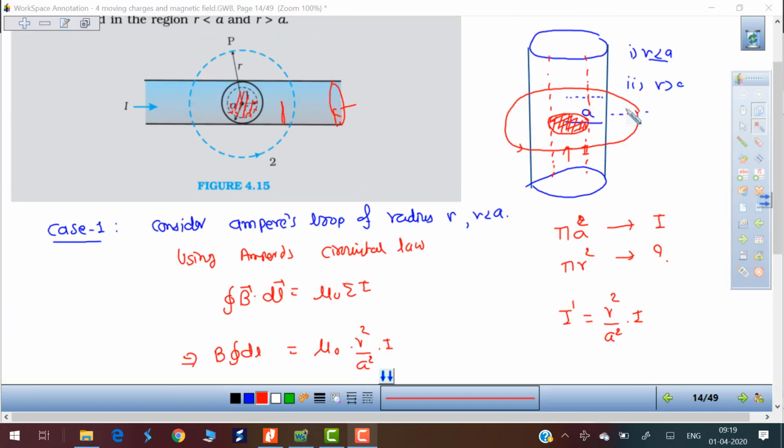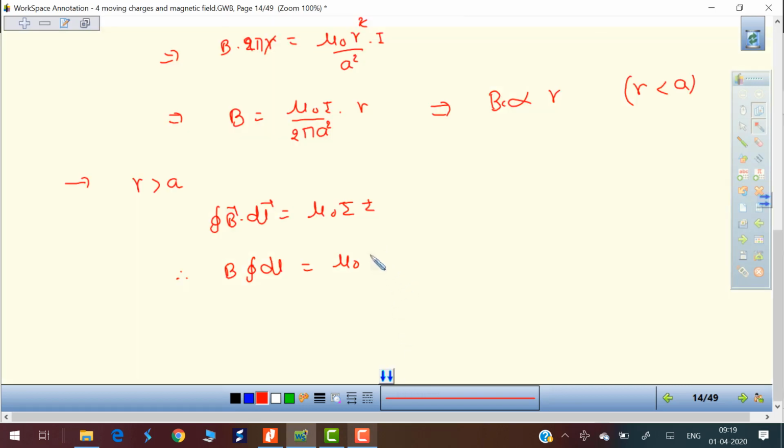Now you look here. Within this loop, how much current is there? What is the current? So total current. Inside, the total current is I. However big a loop you take, the current is going to remain the same, I. Okay? So it remains I.